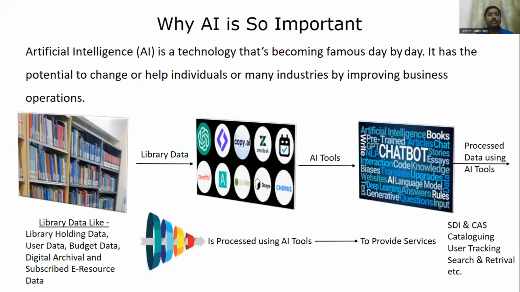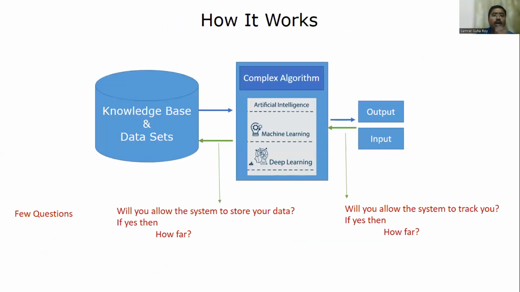As I have already told, the library has a lot of data that can be processed using various AI tools, and my colleagues have already explained various other AI tools and how they can be used or implemented in libraries so that we can serve our library users better. Now, how it works, I will just focus on this diagram.